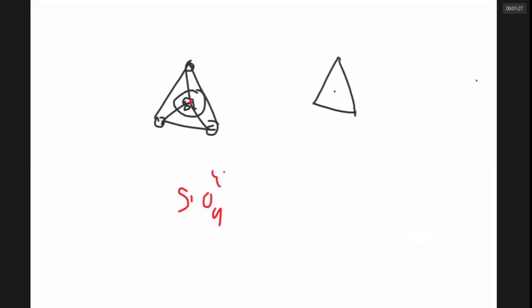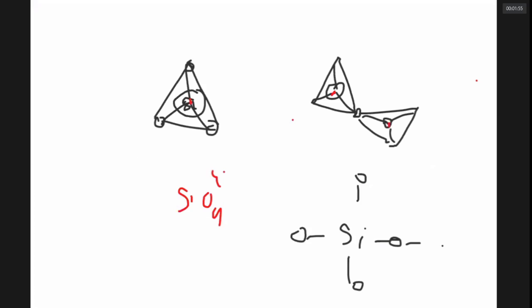Suppose this oxygen is shared by two silicates. Then it will be like this. Two fellows are sharing one oxygen. The radical is for silicon. SiO. This oxygen is shared with another silicon. If one oxygen is shared, what is it called, sir?